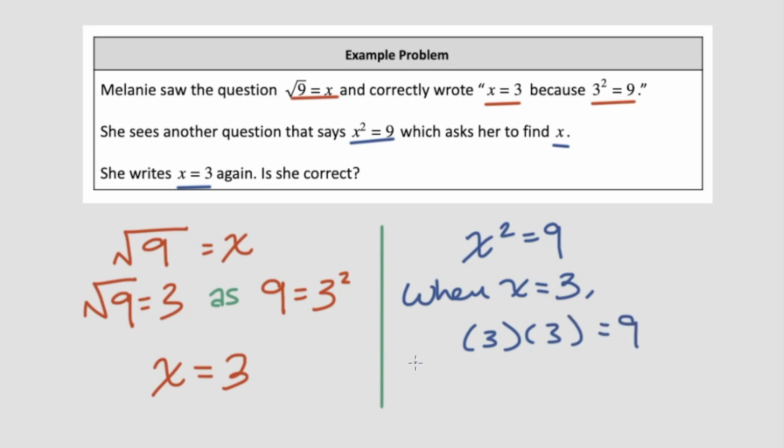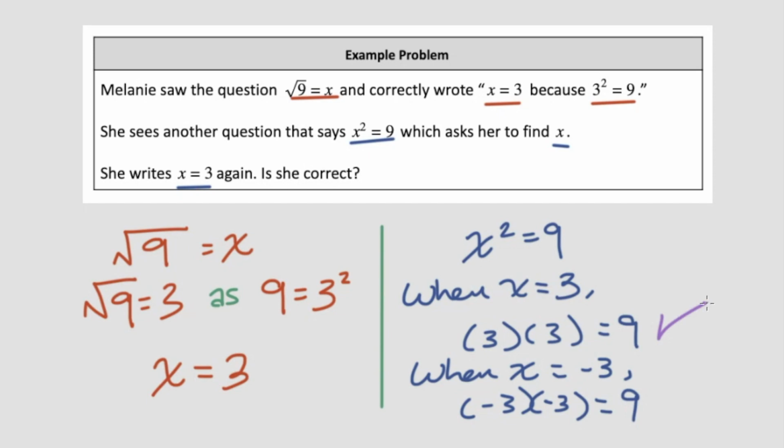The problem here, though, is that when I plug in minus 3 for x, I notice that minus 3 times minus 3 is also equal to 9. Once again, when I plug in minus 3 into x, minus 3 times minus 3, the negatives cancel each other out because negative times negative is positive, and that becomes 9 as well. That's a really tricky situation.